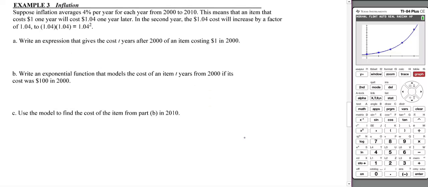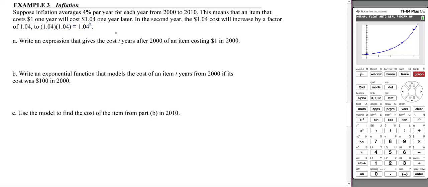Example 3, inflation. Suppose inflation averages 4% per year for each year from 2000 to 2010. This means that an item that cost $1 one year will cost $1.04 1 year later. In the second year, the $1.04 cost will increase by another factor of 1.04. So multiplying it again by 1.04 gives us 1.04 times 1.04, which is 1.04 squared.